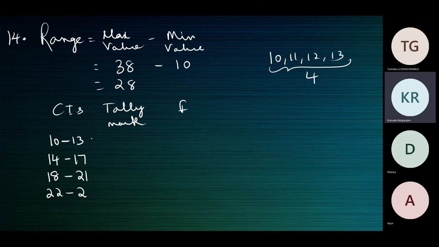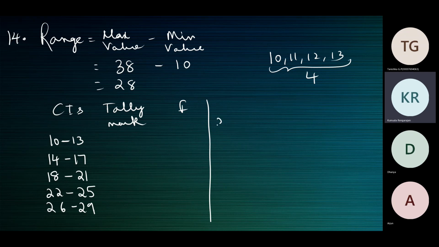I told you, how do you find the class size when it is not continuous? Subtract and add 1. 13 minus 10 plus 1, 3 plus 1, 4. So you can see the difference in the class intervals is only 3. 10 plus 3, 13. 14 plus 3, 17. 18 plus 3, 21. 22 plus 3, 25. What's the next one? 26. 26 to add 3. 29, ma'am. 29. Okay, I'll write the remaining class intervals here.